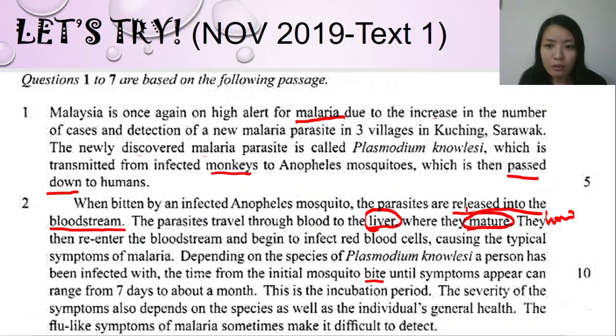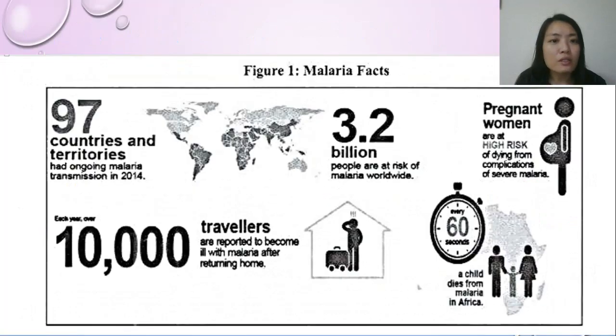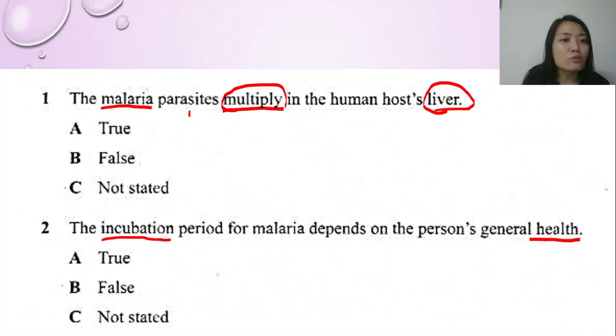After they mature in the liver, then they re-enter the bloodstream. It doesn't say anything about multiplying. Do they multiply or not? We're not sure. So if that's the case here, what answer do you choose? You cannot say true because the text doesn't say they multiply. So you're between false and not stated. Which one is the more suitable answer?